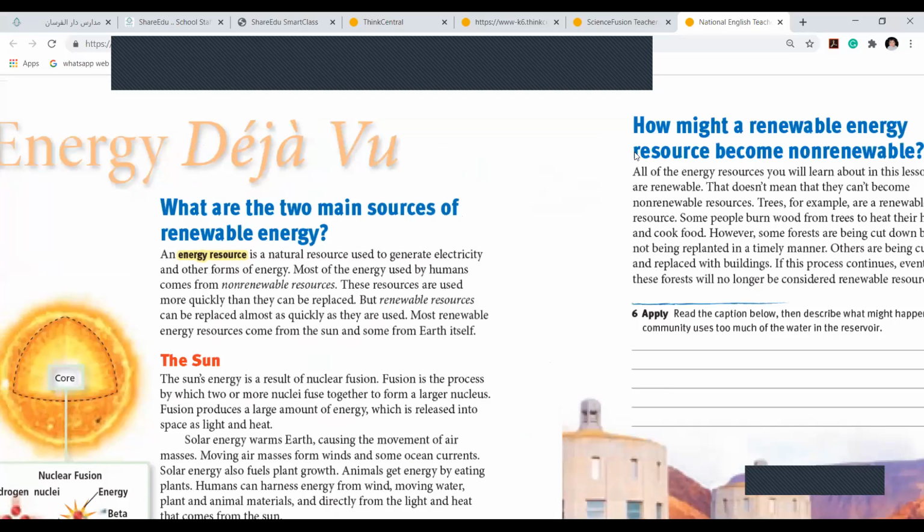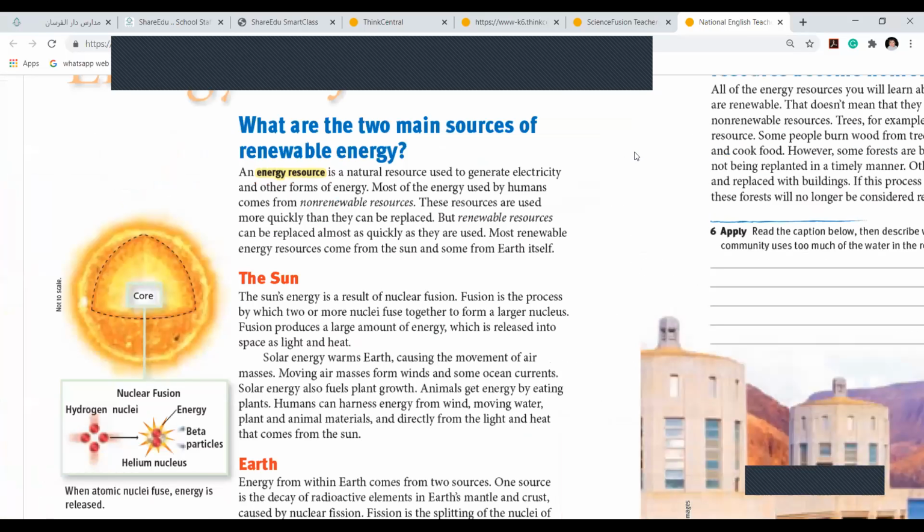So first thing, what is an energy resource? It's a resource used to generate electricity. In the last lesson, we remember that we used coal to heat up the machine that was spinning and generating electricity. But here we are talking about the natural ones. Most of us use non-renewable resources, which are used more quickly than they can be replaced. Renewable resources can be replaced almost as quickly as they are used.